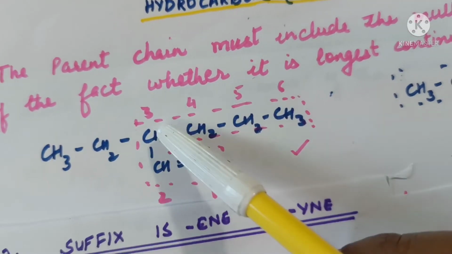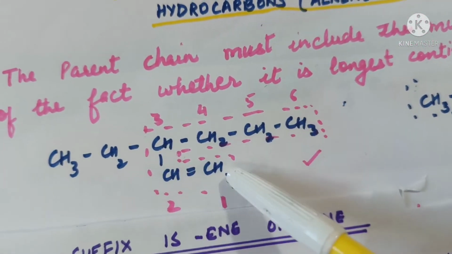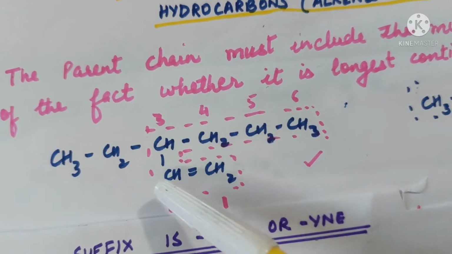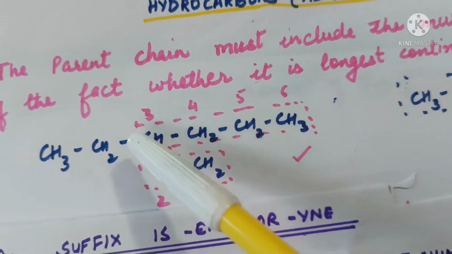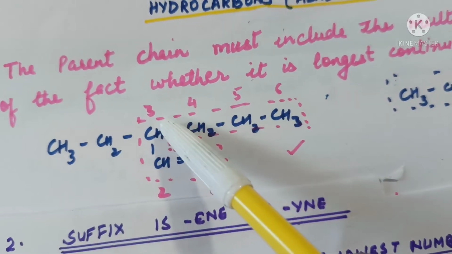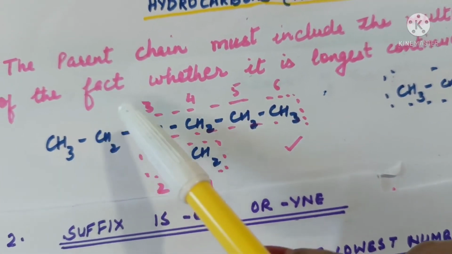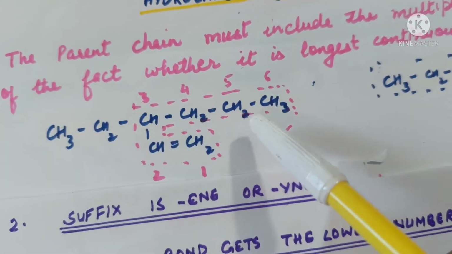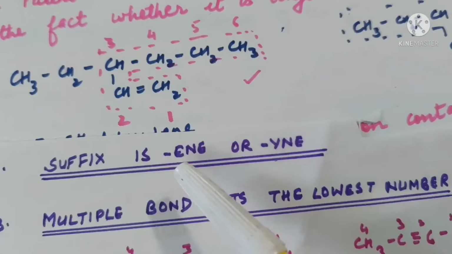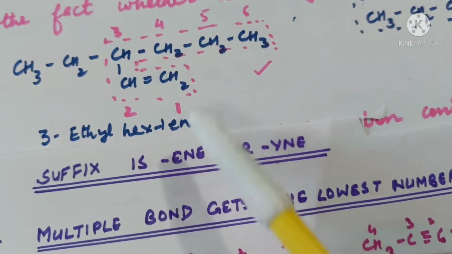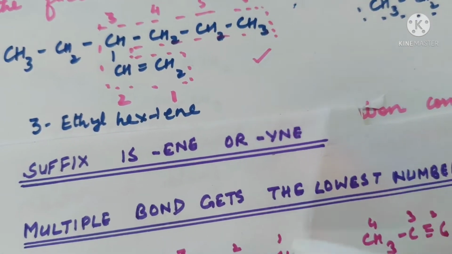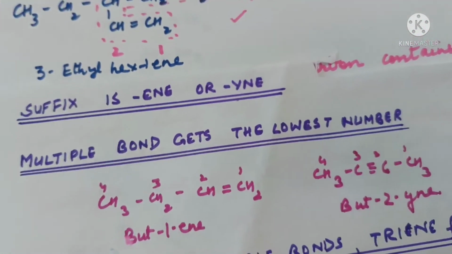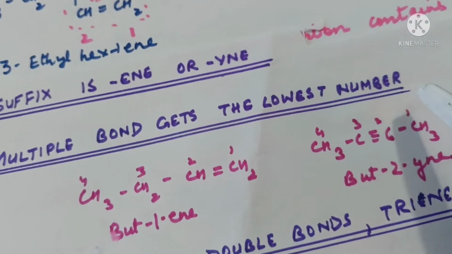Accordingly, the name of the compound will be, we start the numbering from the end which is closest to the double bond. So 1, 2, 3. So ethyl group is at 3 position. So the name will be 3-ethylhex-1-ene. Suffix is ene for a double bond and yne for a triple bond. The multiple bond gets the lowest number.